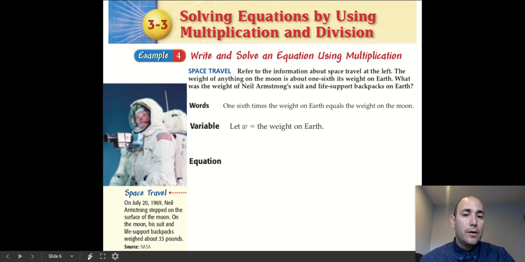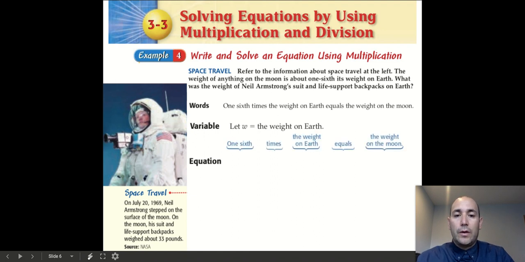Now I'm going to write an equation to represent the situation. I know that 1/6 times whatever the weight on Earth is equals its weight on the moon, right? That's from the information in the problem, because it says it was 1/6 the weight. So if I took the unknown, the weight on Earth, times 1/6, that's going to equal its weight on the moon. So there's my equation, right? And I know that its weight on the moon is going to be smaller than its weight on Earth. Things are heavier on Earth than on the moon because there's less gravity, right? So let's see if this actually checks out.